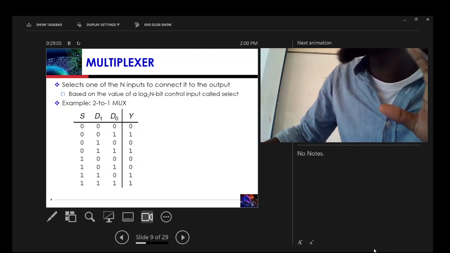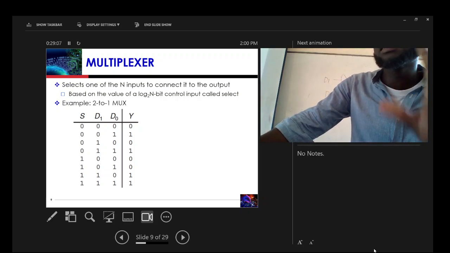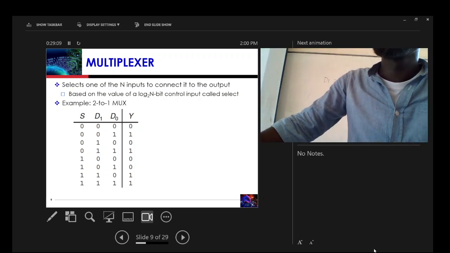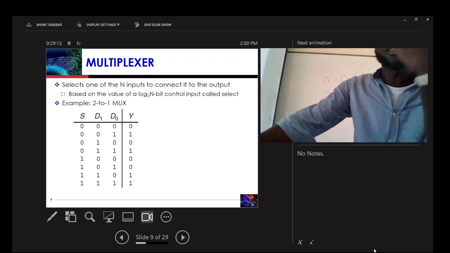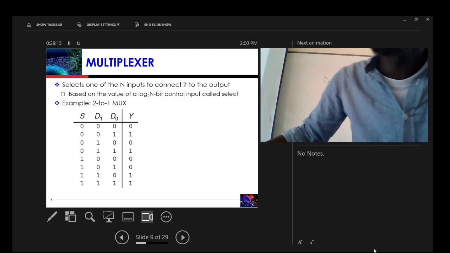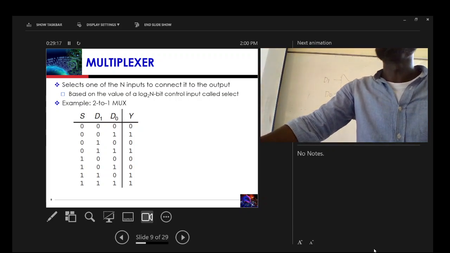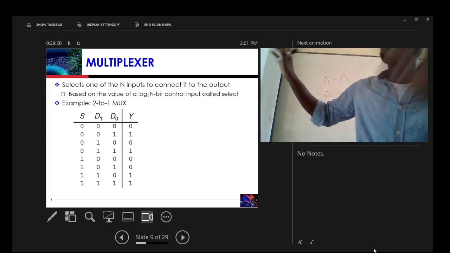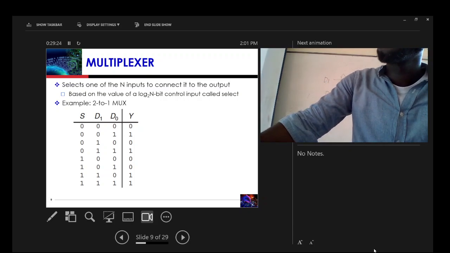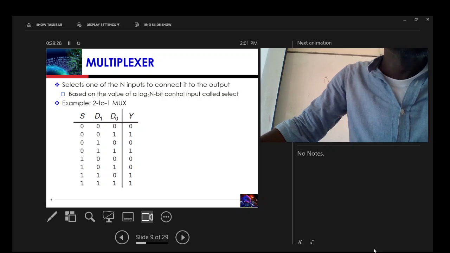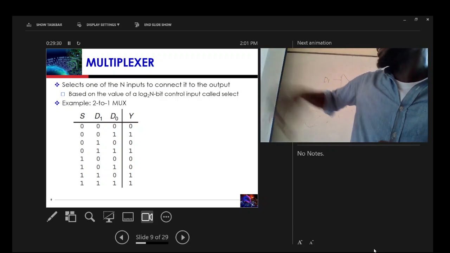Look at S. When S is 0, what happens to Y? Master, don't look at me. Look here. Pay attention. When S is 0, what is Y? Just observe. So let's start.